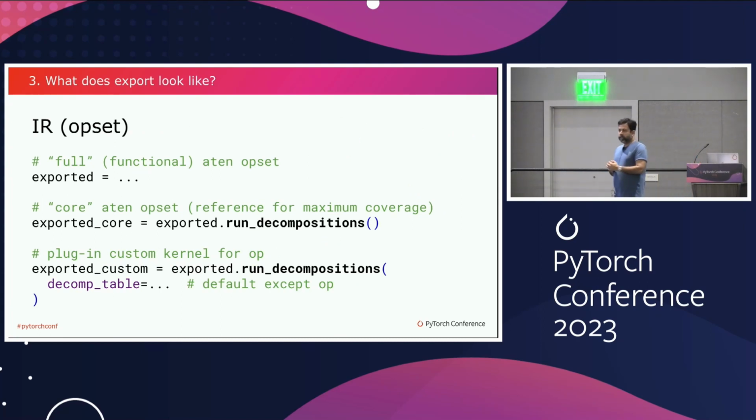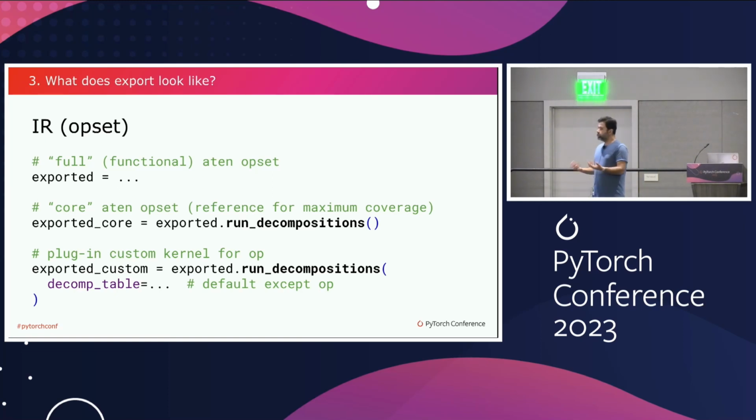Finally, something that people working on backends might be interested in. By default, your exported program will have operators in the full ATen opset, functionalized to simplify transformation. Backend authors can target a core subset of these operators to maximize coverage. And it's a simple API call to convert an exported program to this subset. We call it run decompositions.